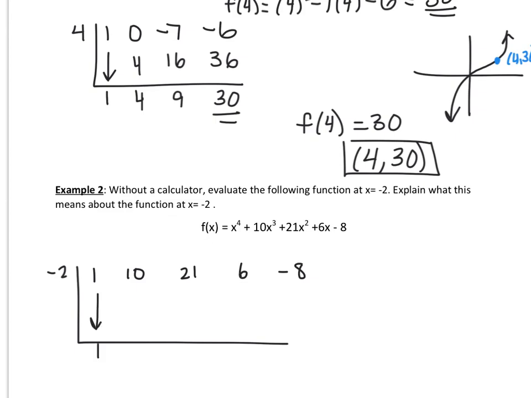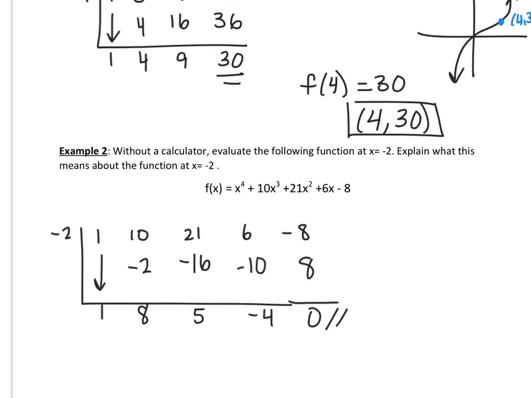So bring down the 1, multiply the -2 and the 1, and add. Multiply -8 and -2 is -16, and add. Multiply -2 and 5, and you'll get -10, and then add, and then multiply, and then add. So 0 should be telling you something.